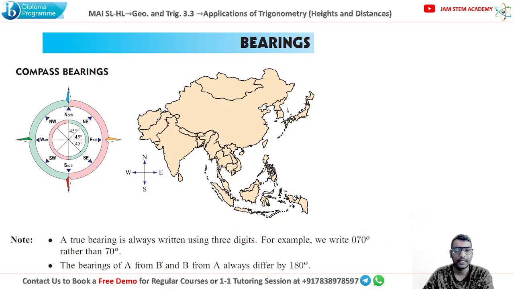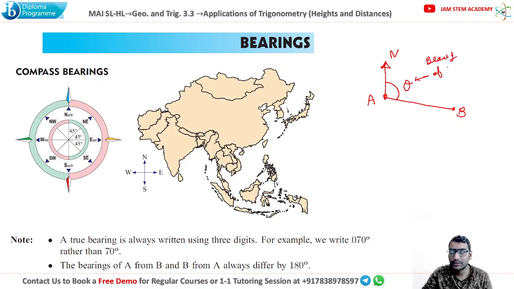We use three digits. Next, let's say this is north. A person is standing at A and he is traveling through this and reached some point B. So the angle in the clockwise direction made by this is the bearing angle. This angle is the bearing of B from A, and it is measured from north, always written in three digits. And remember this, theta is the bearing of B from A.